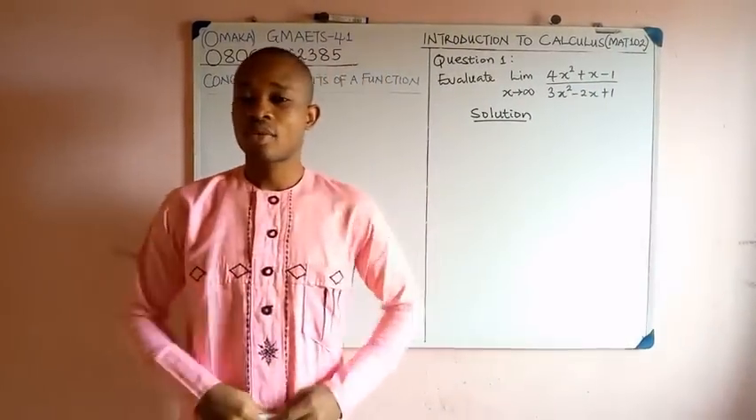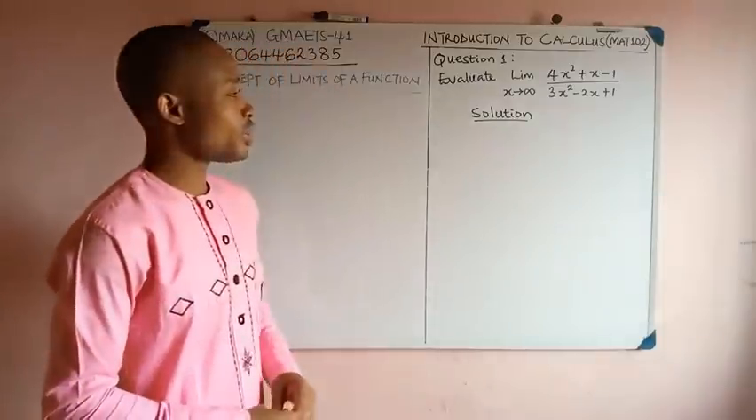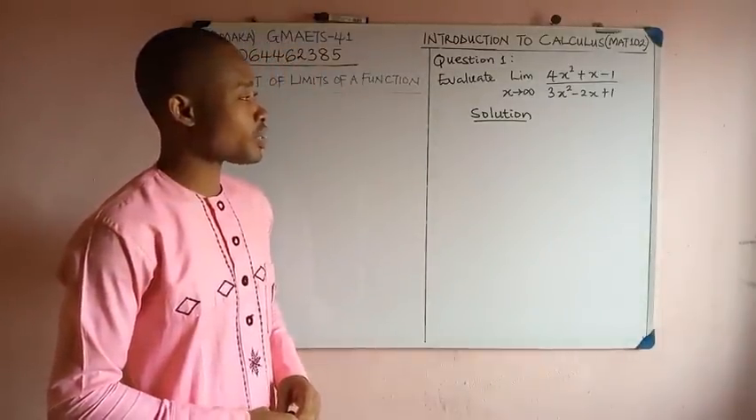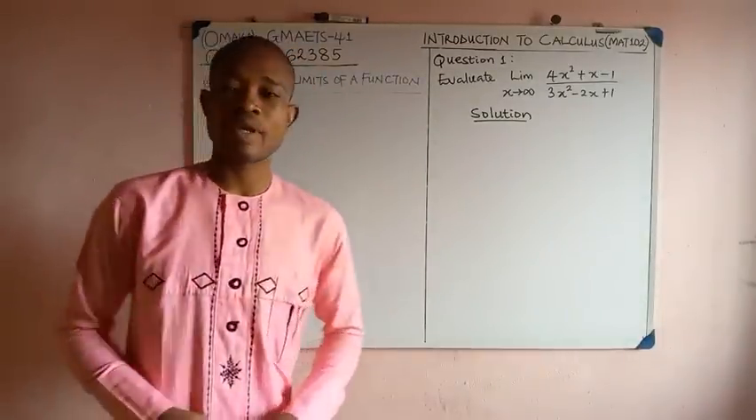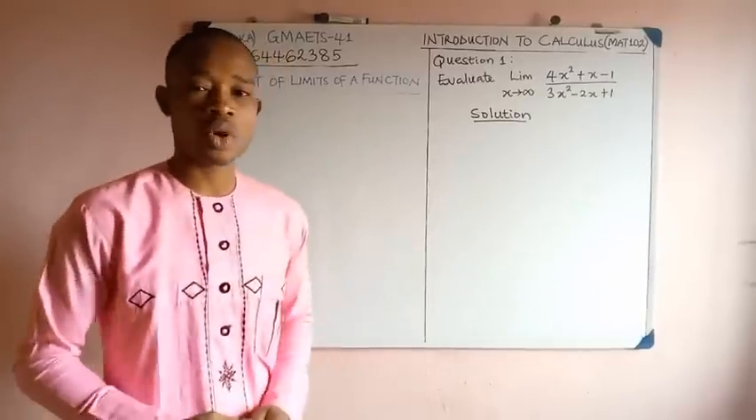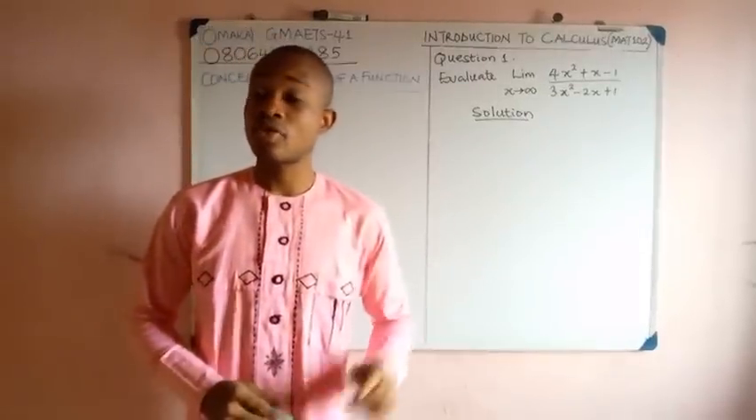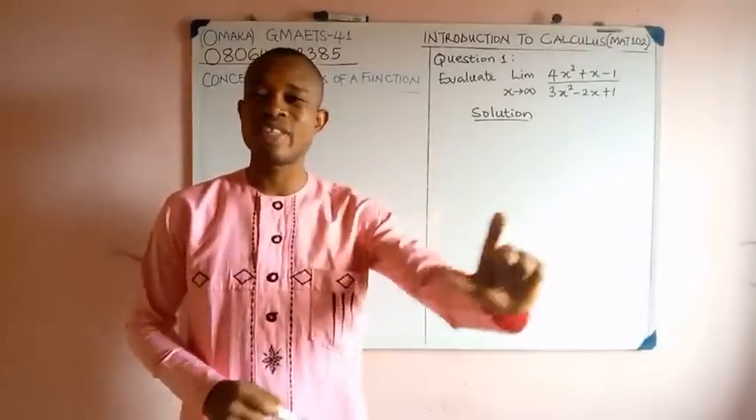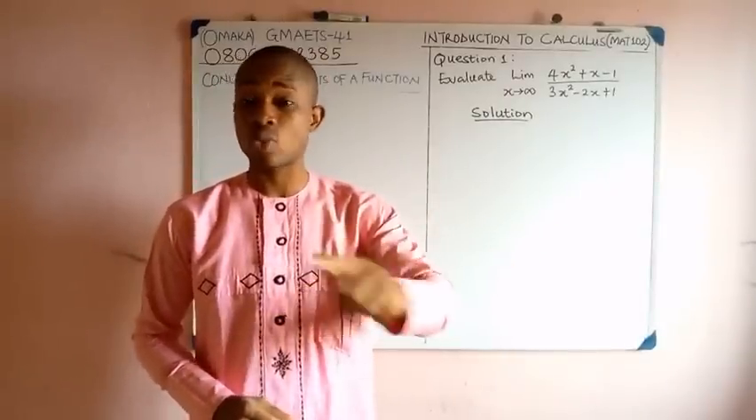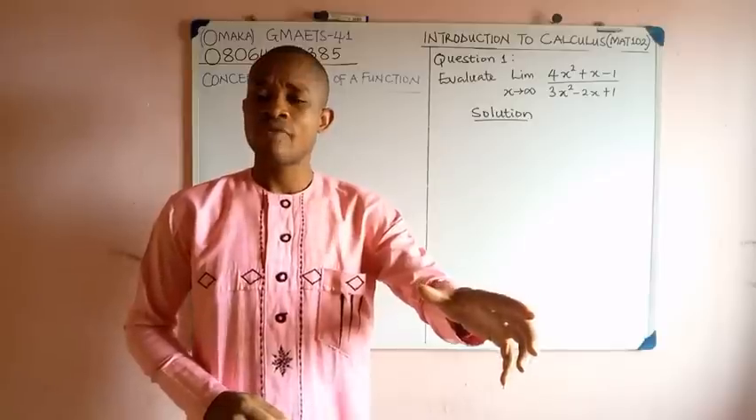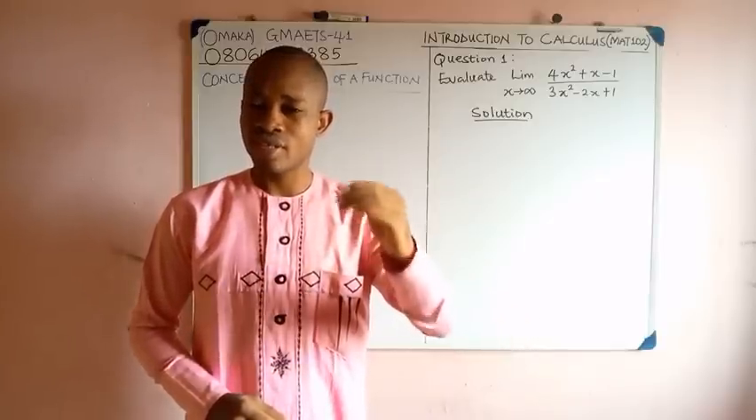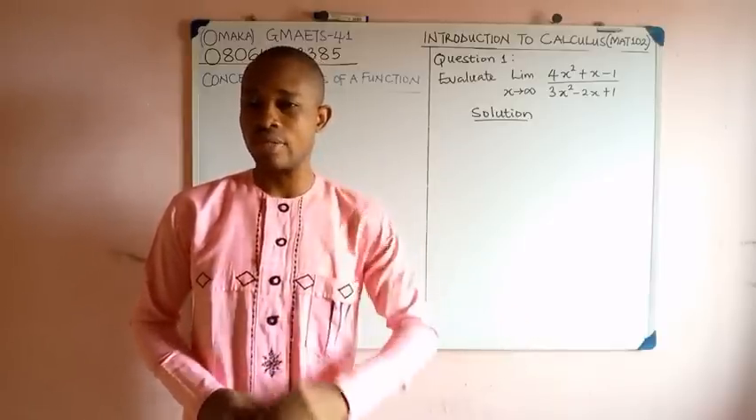Right, we have this question on the board. We are to evaluate the limit of (4x squared plus x minus 1) all over (3x squared minus 2x plus 1) as x tends toward infinity. Once x is tending to infinity, in most cases, if we substitute the value of x, which is infinity, directly, you're going to arrive at an indeterminate term.